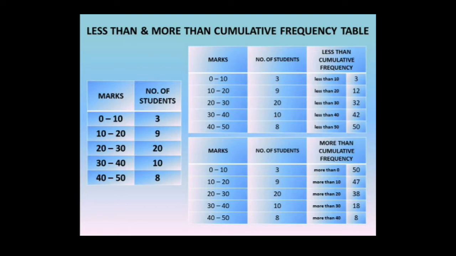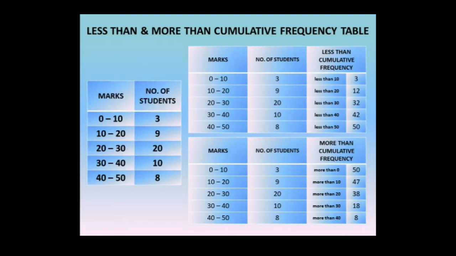You know, all the students of the class got marks more than 0. So more than 0, we are going to have all the students, that is 50. Then when you consider more than 10, you know that 3 students got marks less than 10. So when you subtract 50 minus 3, you will get 47. So more than 10, 47 students are there. Then when you consider more than 20, you can see in between 10 to 20 there are 9 students. So you have to subtract 9 from 47. Then you will get 38. So more than 20, 38 students are there.